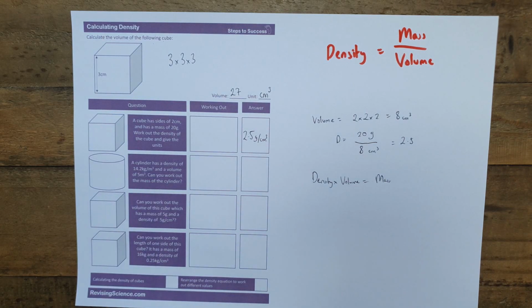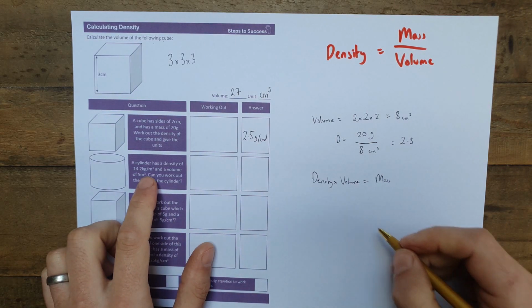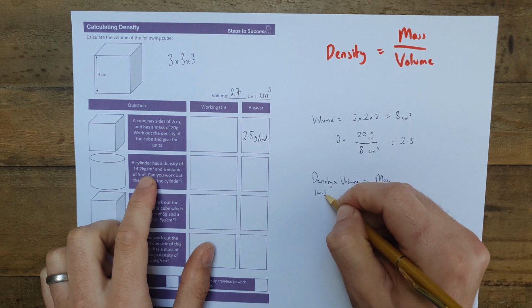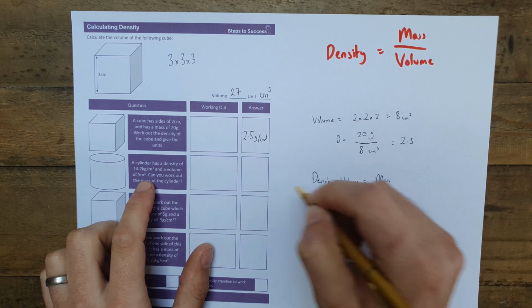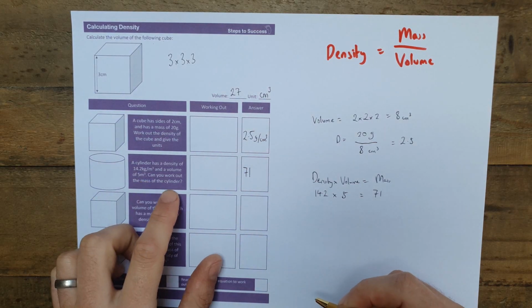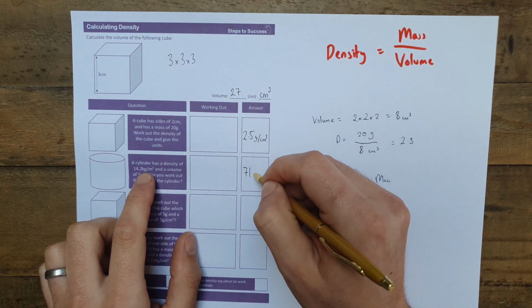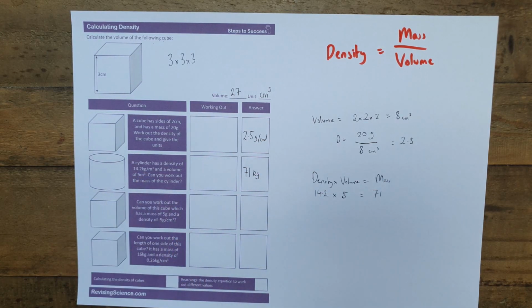We can then substitute the numbers in. So the density is 14.2 multiplied by the volume of 5, and if we do that, we get 71. Because we're working out mass, our unit of mass that we're working with is kilograms.